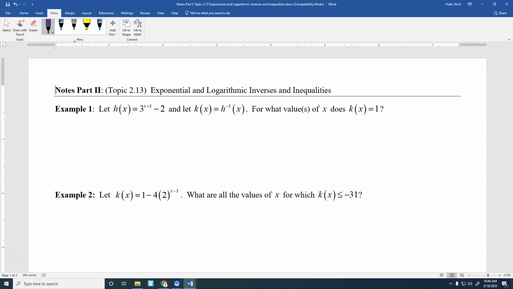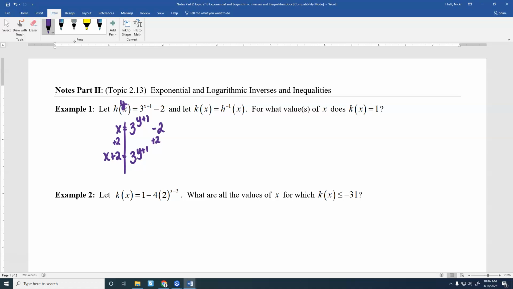So if we find the inverse, this is like my y, so I'm going to switch x's and y's. I got x equals 3 to the y plus 1 minus 2. And I need to solve for my new y. So if I'm solving for that new y, what would I do first? Yep, that's it. You got to get rid of that 2 before you can mess with anything else. So you got x plus 2 equals 3 to the y plus 1.